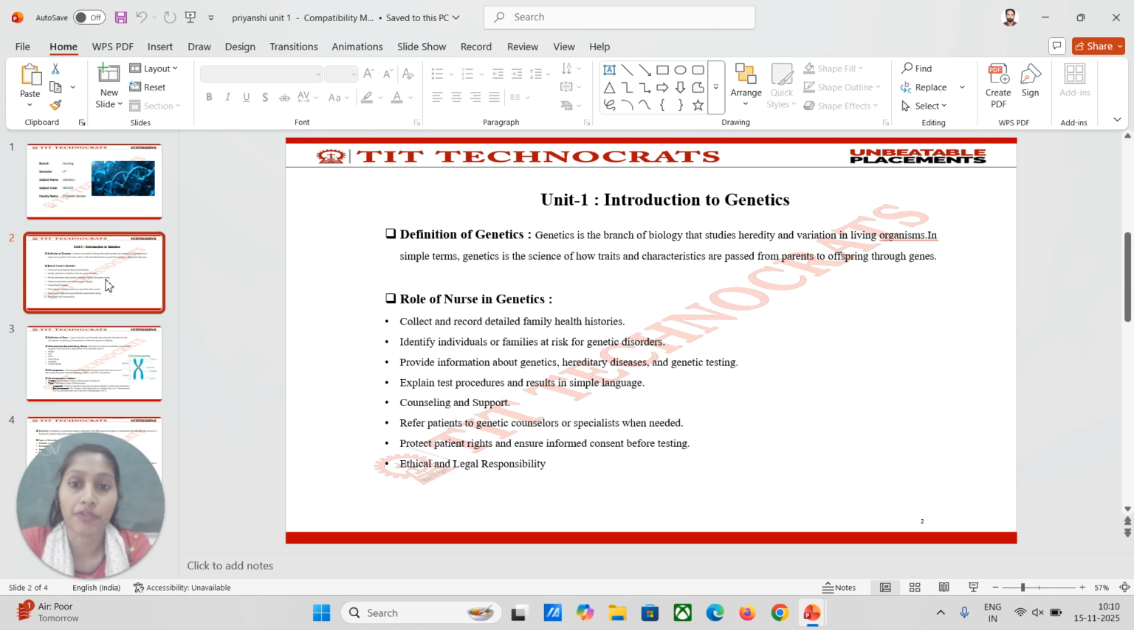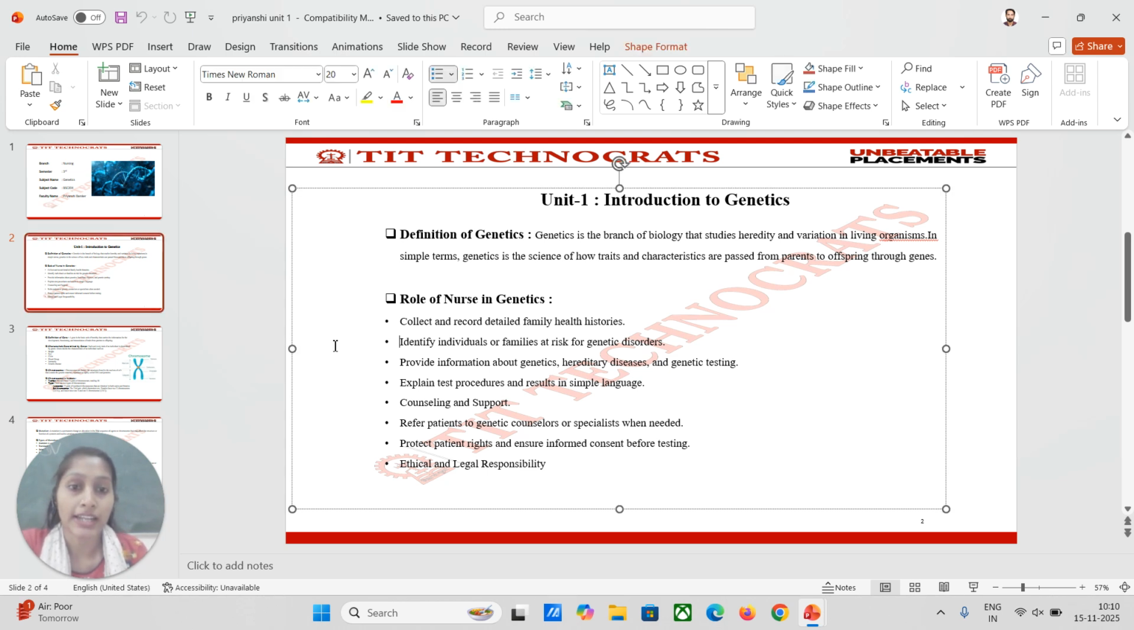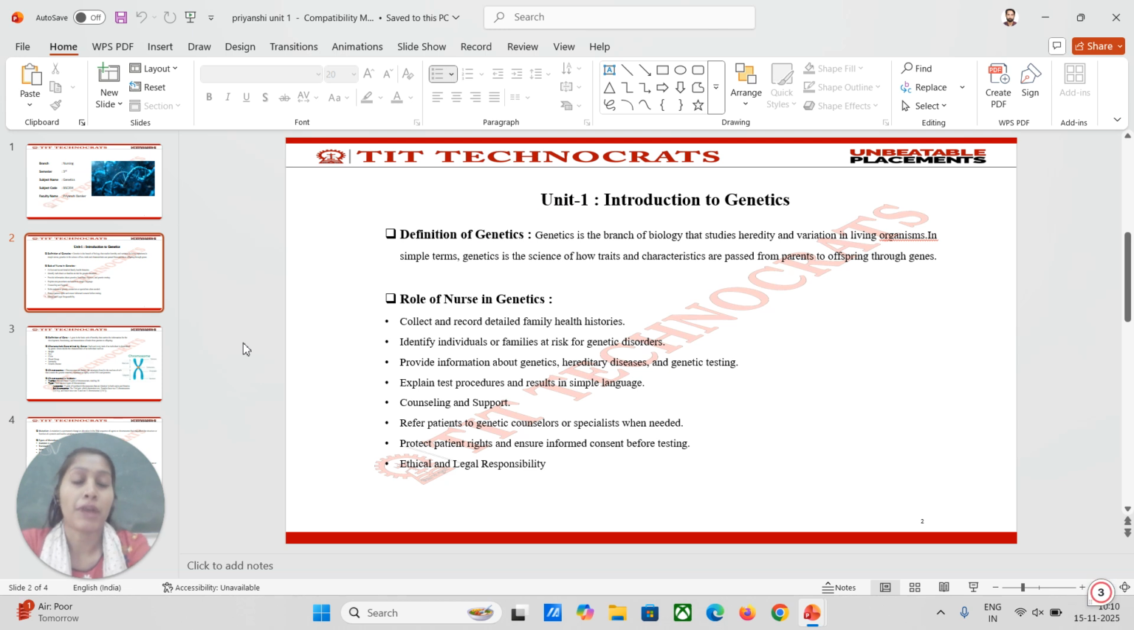First, we discuss the definition of genetics. Genetics is the branch of biology that studies heredity and variation in living organisms. In simple terms, genetics is the science of how traits and characteristics are passed from parents to offspring through genes.